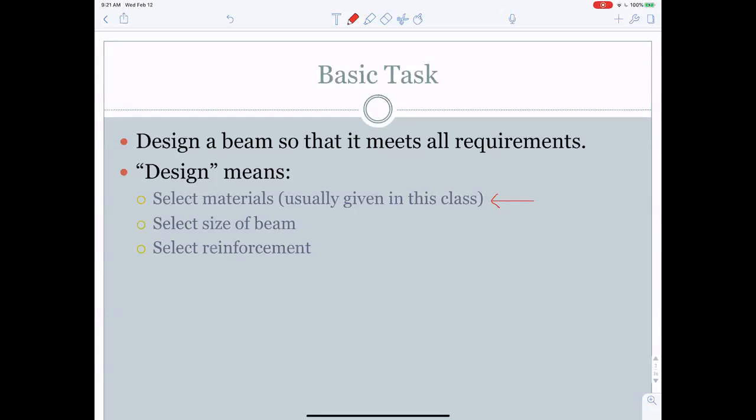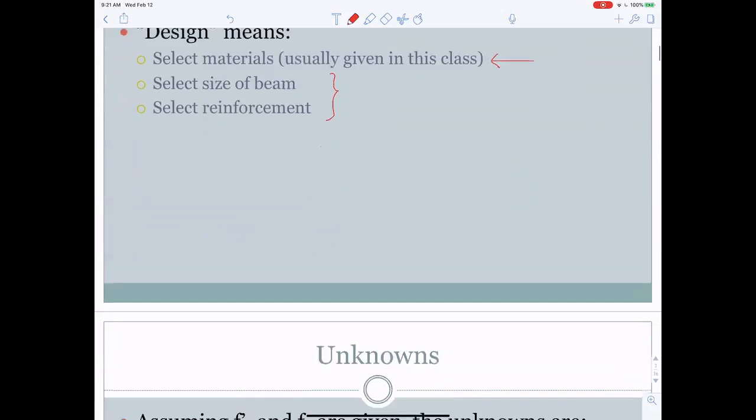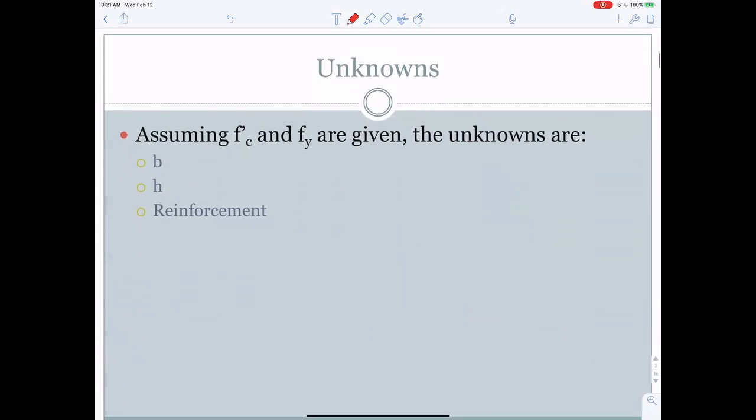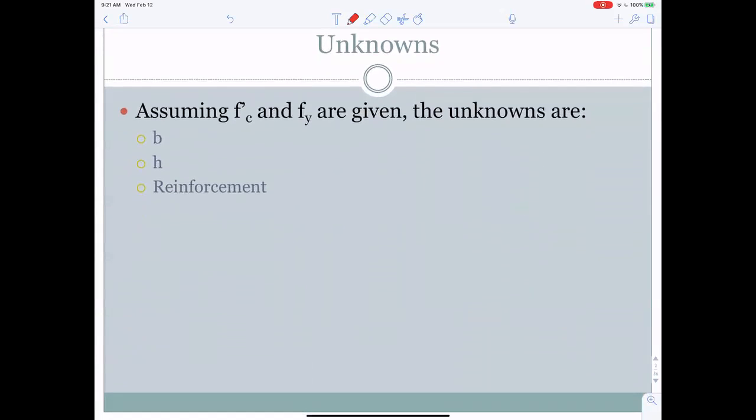So what you're left to do is pick the size of the beam, the height and width, and once you've done that, pick the reinforcement. And so the unknowns, if you have to get the size of the beam and the reinforcement, again, wait, I'm gonna close my door just a minute. So what you're left with is to pick the height, the width, and amount of steel. And so we have 3 unknowns.